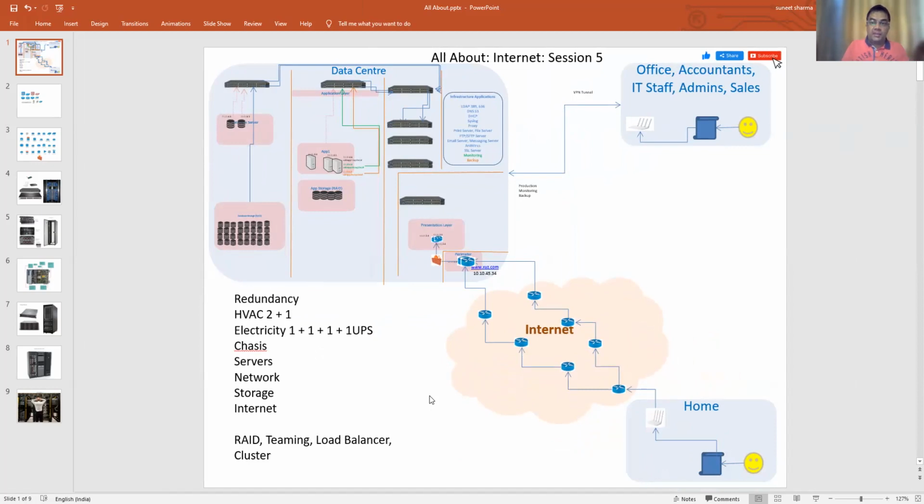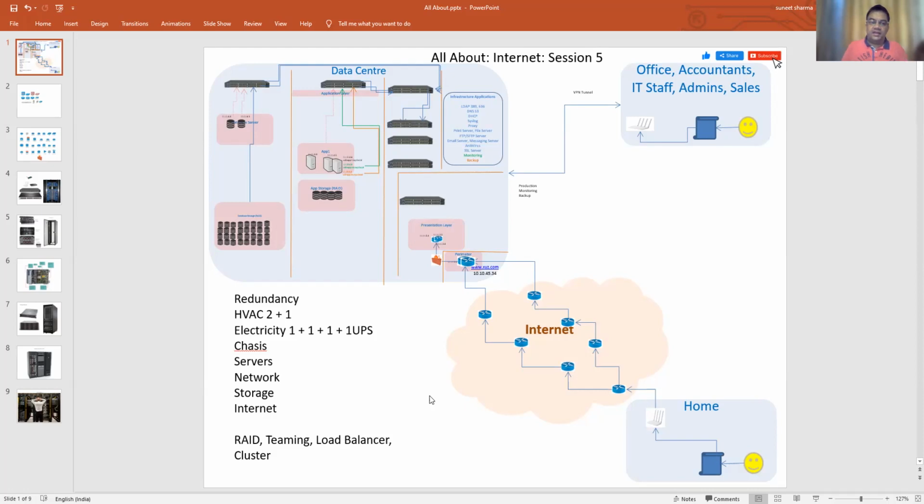But if I am a data center service provider, what will happen? There are so many big companies who provide the physical data center space to their clients, right? So what they have to do is put the racks into the cages. Okay, racks and the cage. So what is a rack and what is a cage?